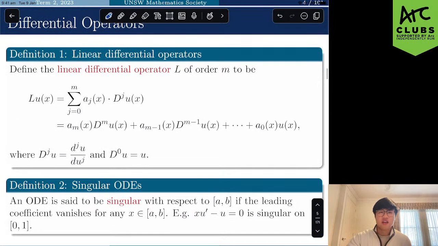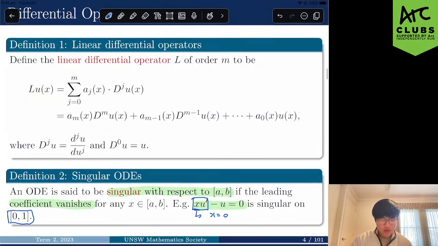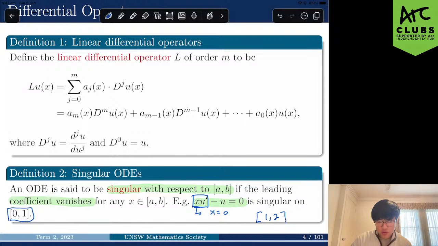The next definition is a singular ODE. A singular ODE is one which vanishes on a given region. We say it's singular with respect to the region if the leading coefficient vanishes. An example that we have here is xu dash minus u equals 0. This is singular because at x equals 0, this first whole term vanishes. So it's singular on this range here. However, if we don't have that 0 included, so something like 1 to 2, now this ODE is no longer singular. So it's only singular on the range 0 to 1, but it's not singular on this range. All right, so that's the second definition here.